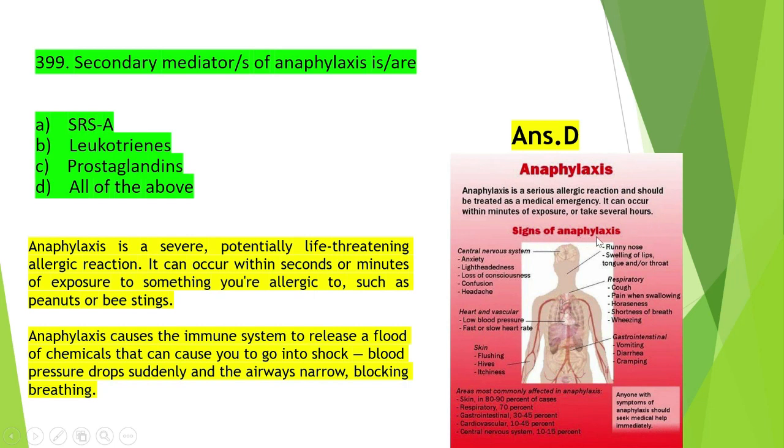So, the signs of anaphylaxis: here you can see the central nervous system. It can attack the central nervous system, causing anxiety, light headedness, loss of consciousness, confusion, and headache. In the heart and vascular system, low blood pressure and a fast or slow heart rate. It can also affect the skin, with flushing, hives, or itching. So these are the kinds of signs of anaphylaxis you can see. Okay, so this is the main thing.